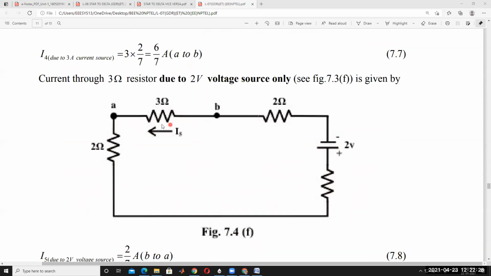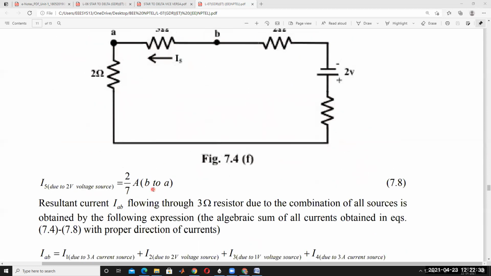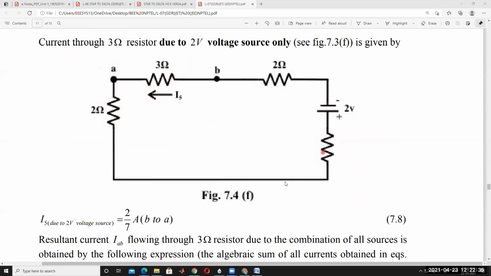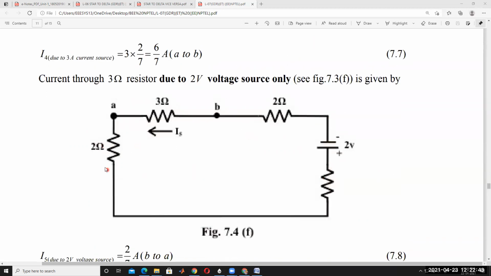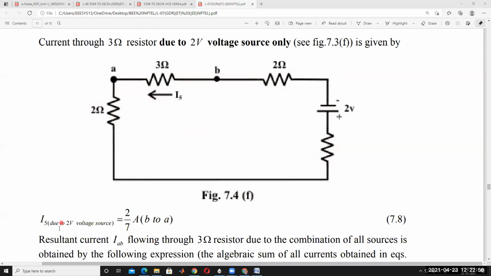Okay, so here I is V by R, that is B to A. So I5 is due to the 2 voltage source. By activating this source and deactivating the remaining sources, here one current source is there, open circuit. Here one current source is here, open circuit. Here one voltage source, short circuited. Understood? So only the 2 voltage source is activated, and then current I5 due to the 2 voltage source is 2 by 7, in this B to A direction. Okay, so 2 by 7.